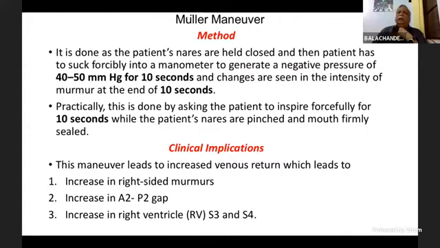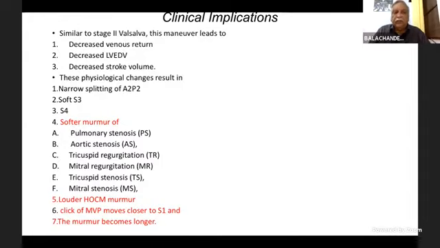But just to say that Mueller's is to inspire against a closed glottis, Valsalva is to expire against a closed glottis. Now this maneuver, unlike Valsalva, will lead to an increase in venous return. So it can lead to an increase in right-sided murmurs, increase in the A2 gap, and can increase RV S3 and S4. But we have really not done much about this. And the clinical implications are also not very significant for the Mueller's maneuver. So we won't spend too much time on this.